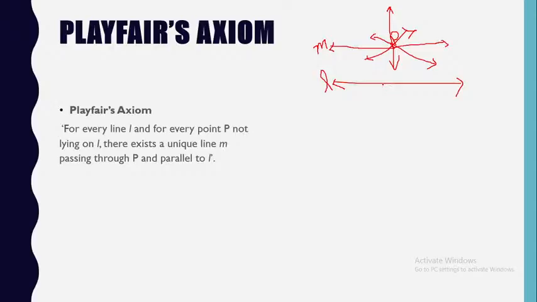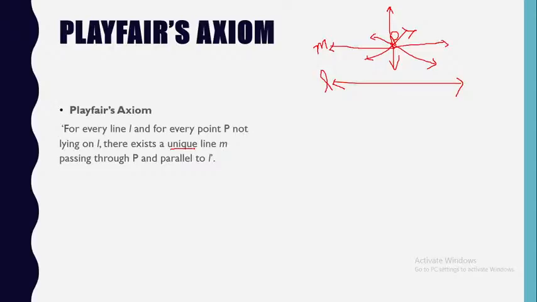Okay, tell me. Who was that? Someone wants to say something? Okay, Logeshwar, tell me. Ma'am, nothing, she's saying no, ma'am. Okay, so we could only draw one line which is parallel to the line L and is passing through the point P. Only one line. So, let's read the axiom again. For every line L and for every point P not lying on L, there exists a unique line. So, there exists only one line M which is passing through P and is parallel to L.